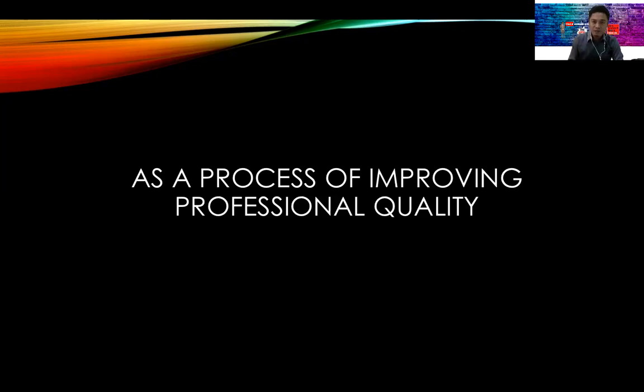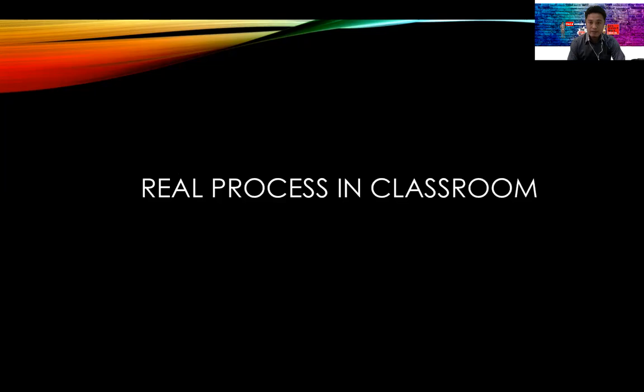because you try to develop, build, increase, improve, and modify the way that you teach, the way that you approach your students, the way that you use the method for the students. That's why this characteristic of classroom action research is called a process of improving professional quality. When professional quality improves, the quality of learning will also increase. That was the next characteristic of classroom action research.